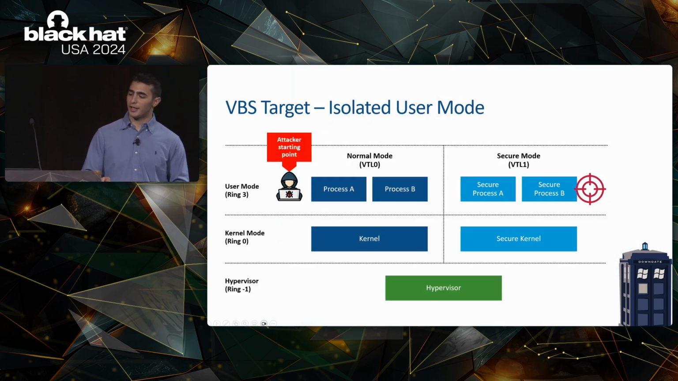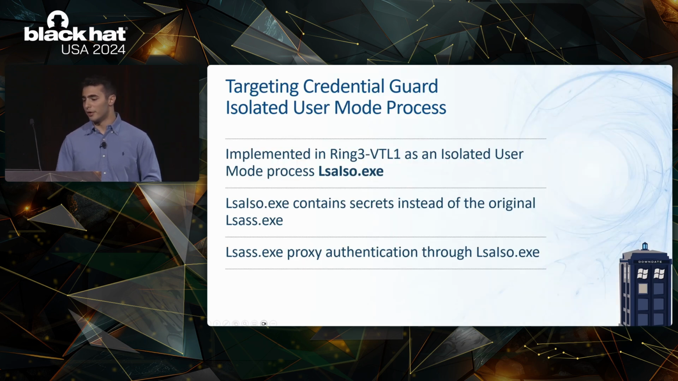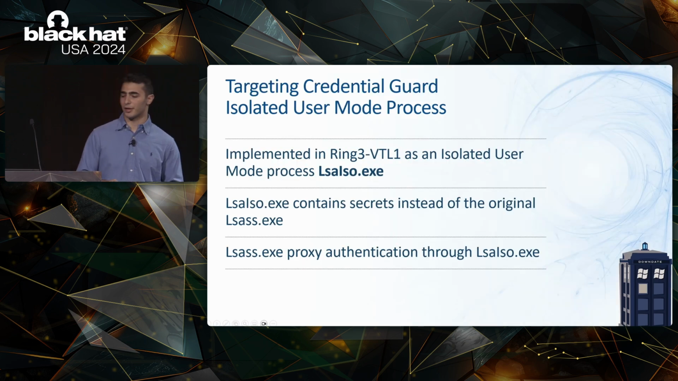So firstly, I targeted secure modes, isolated user mode processes, and the most known one is Credential Guard, and so I decided to target it. Credential Guard is implemented as an isolated user mode process named LSA-ISO, which stands for LSA isolated. With Credential Guard running, secrets are stored in LSA-ISO in VTL1 instead of in the original LSASS process. And this is why dumping LSASS is no longer valuable, because LSASS only contains the encrypted blobs, and the real secrets are not accessible to any VTL0 code, as you saw before.